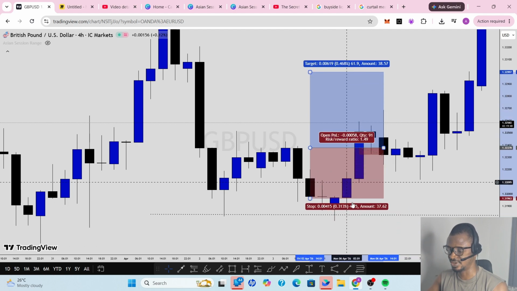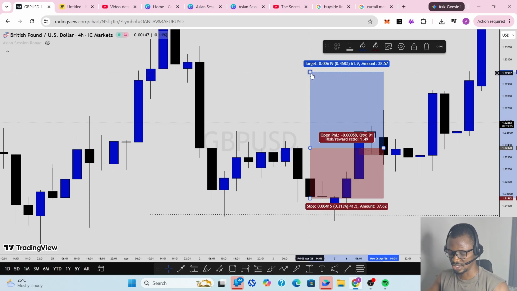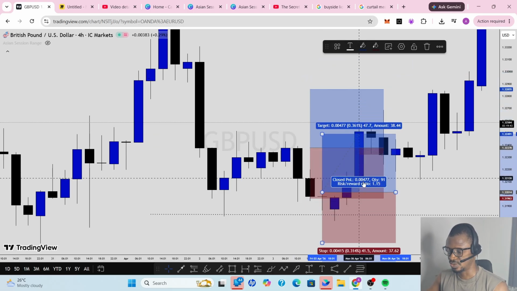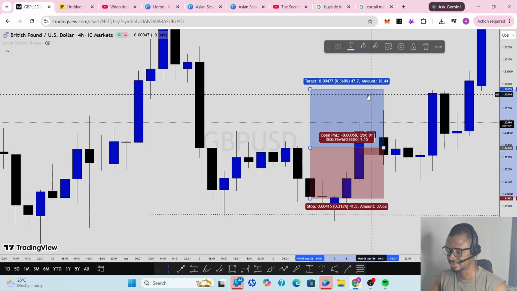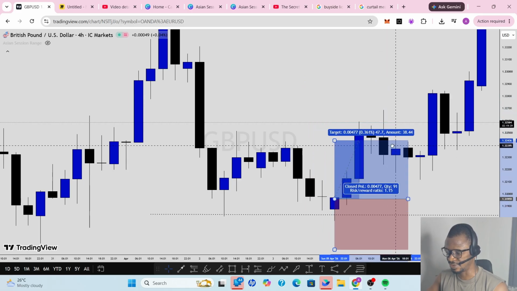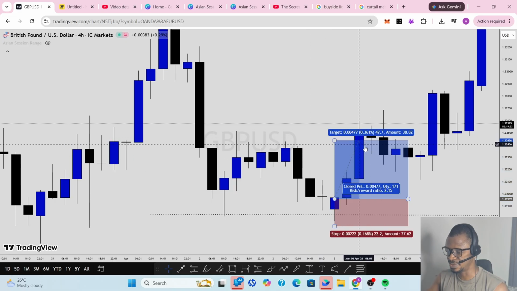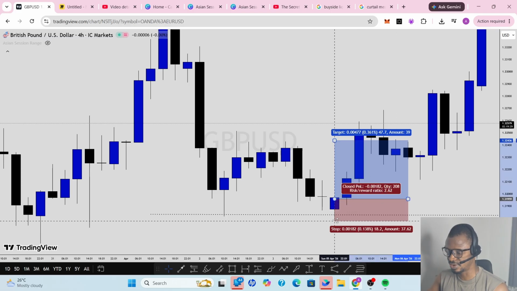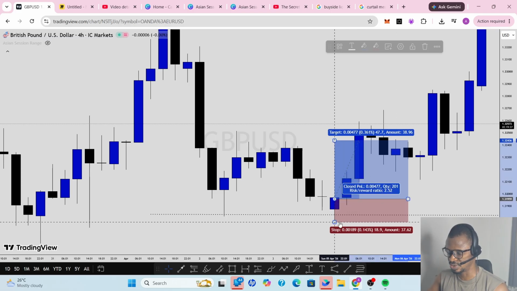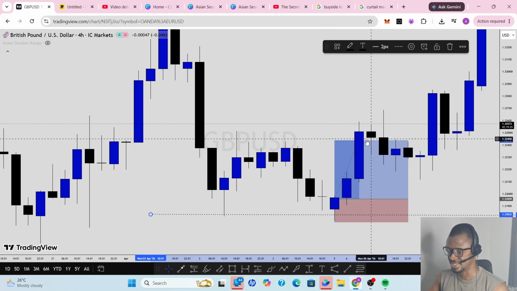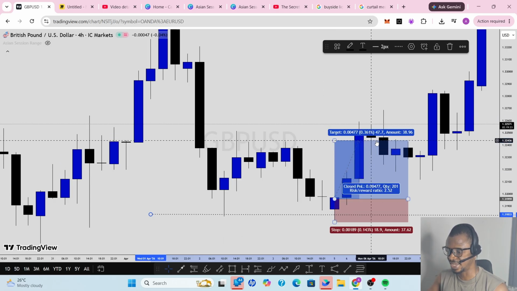Let's say you enter from here. Enter from here, 47 pips. That is 1 to 2, a clean 1 to 2. You can easily reduce your stop loss a little bit, put it below here, and target this level. You can get reasonable pips from this market.